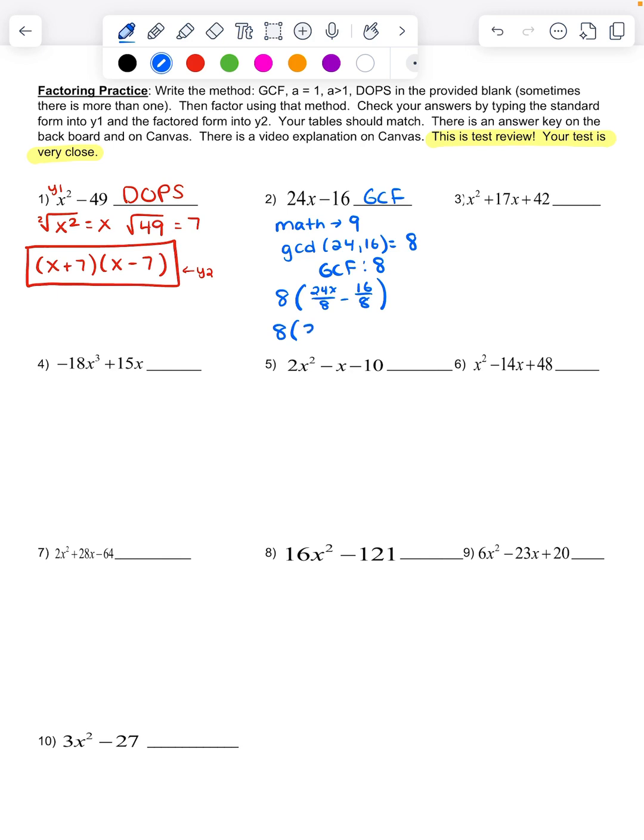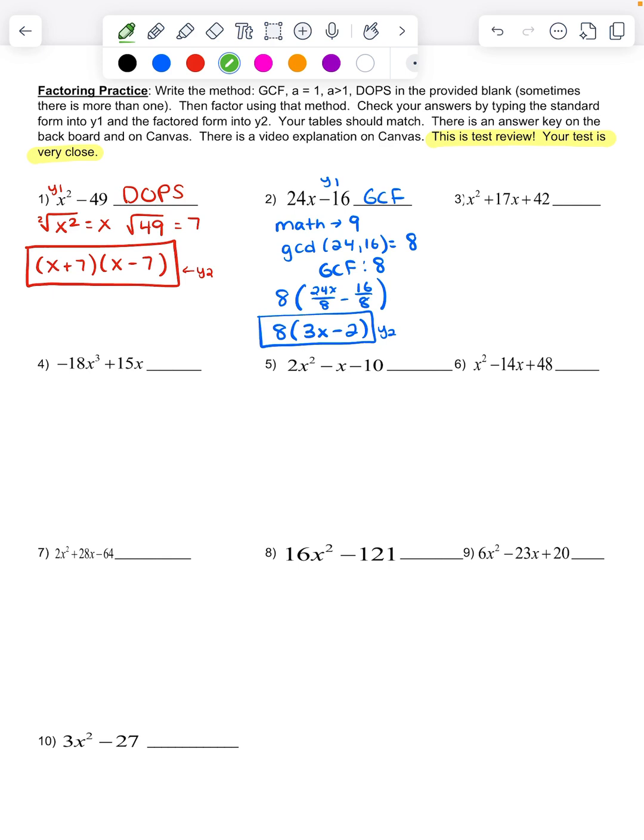So 24 divided by 8 is 3, and I'll just keep the x, and 16 divided by 8 is 2. You can check this using y1 and y2 of your calculator and seeing if the tables match, or you can just redistribute that 8 and see if you end up back where you started.